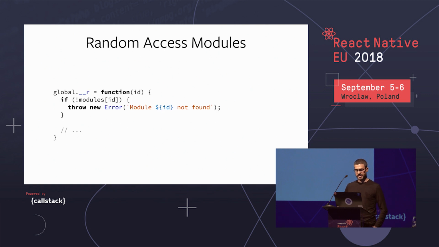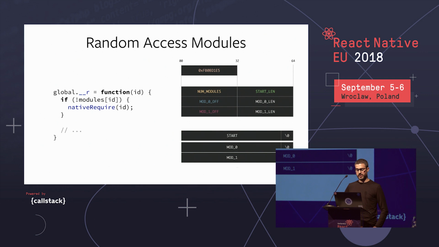But how do modules get lazily injected? If you remember from one of the first slides, this is the require function, which had a check to see if the module ID had not been registered and throw an error. For RAM bundles, the throw error statement gets replaced by a call to native require. And native require is actually implemented in the native side of React Native. This function first finds the module ID in the lookup table.